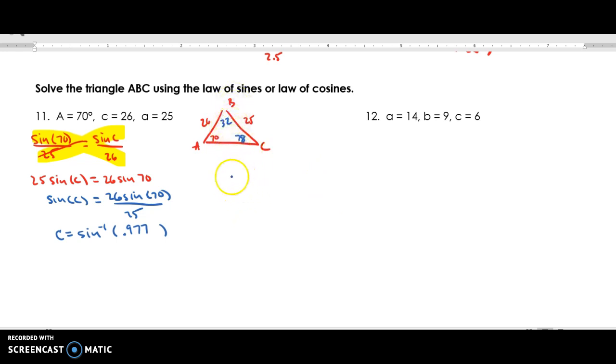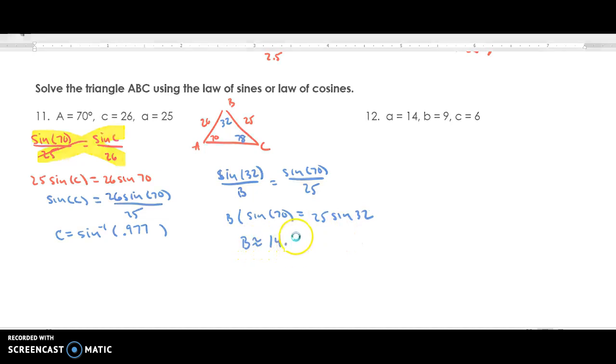And now to find side length B, we're going to use sine of 32 over B equals sine of 70 over 25. So B times the sine of 70 equals 25 sine 32. So now 25 sine 32, enter, divided by the sine of 70. All right, that would give you B is approximately 14.1. Oh, 14.1 units long. Okay.